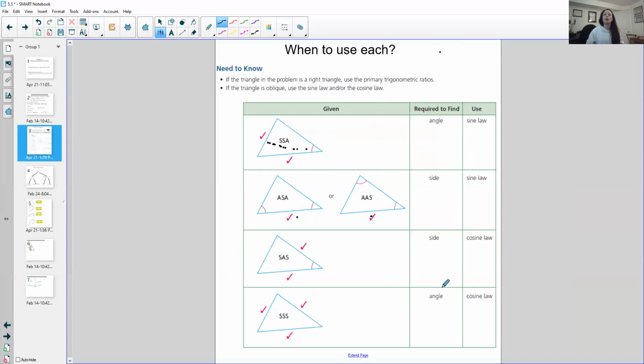Cosine law is a little bit different. If you're looking for an angle, you would need all three sides. This is probably my favorite because it's the easiest to identify. The other one is to have two sides and then the contained angle, the angle in between the two sides. And you can use that one for cosine law also.